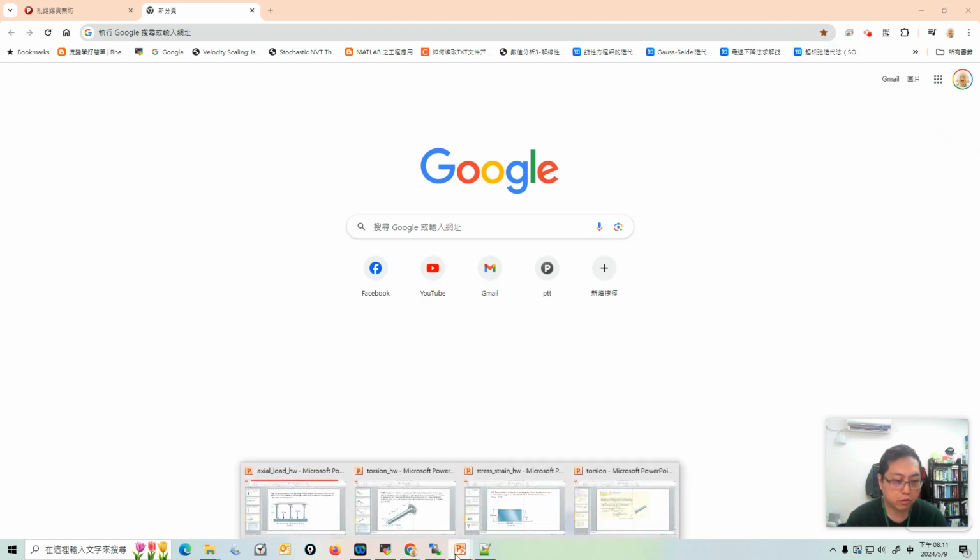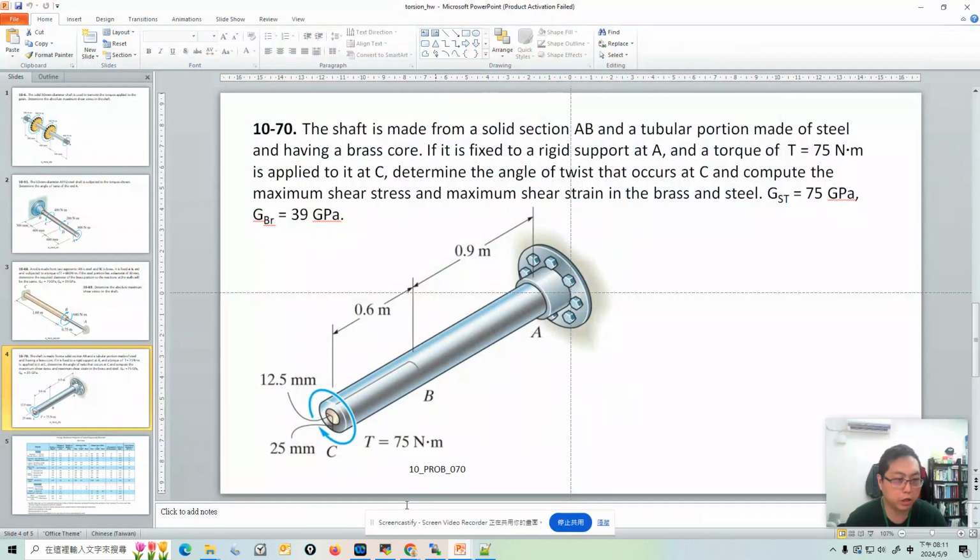Okay, so let's see which problem. Here is the homework problem 1070. Say there is a shaft here, and this shaft is made of two parts.